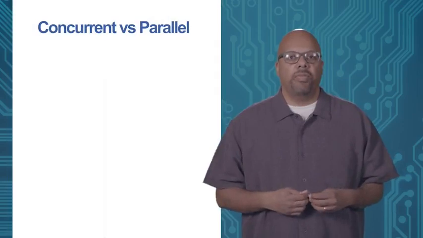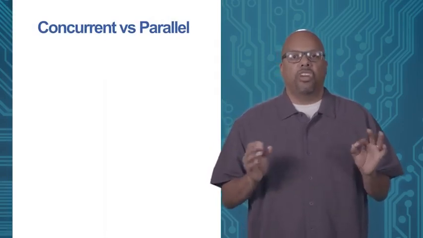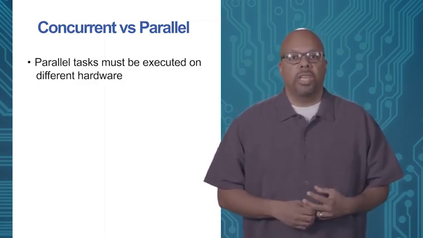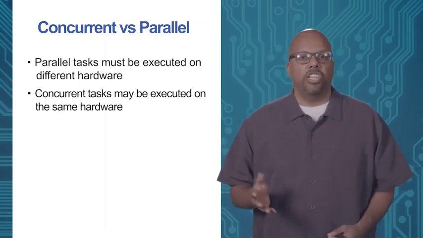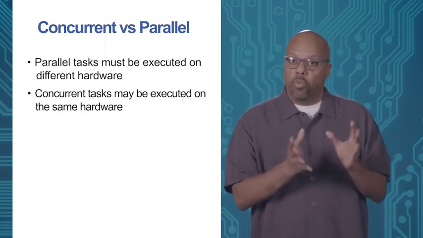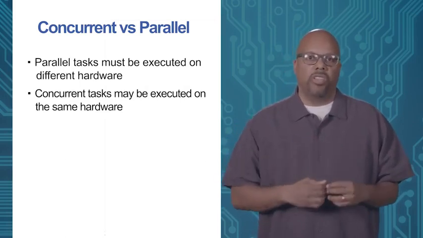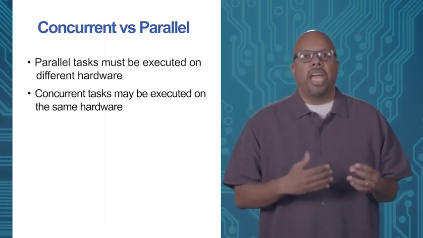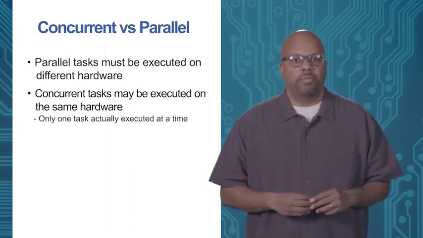Okay, so just again to reinforce this difference between concurrent and parallel tasks need to be executed. Parallel tasks must be executed on different hardware, right? In order to execute in parallel, you need different hardware, different cores typically. Concurrent tasks may be executed on the same hardware, but may not. You could have them on the one processor core, and since they're actually alternating, like we saw in the last slide, you can execute them on one piece of hardware, one core, and you can still say this is concurrent execution. But only one task is executed at a time.